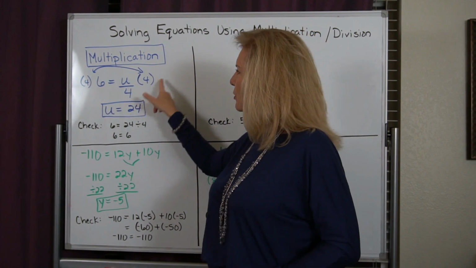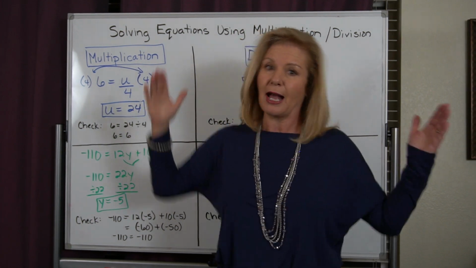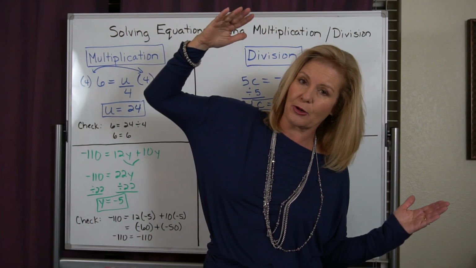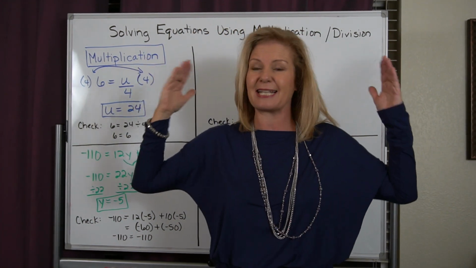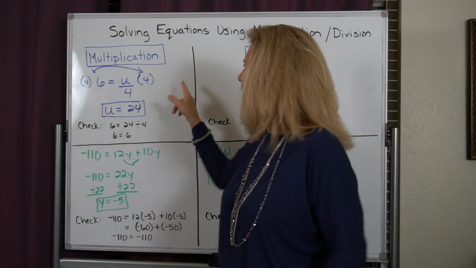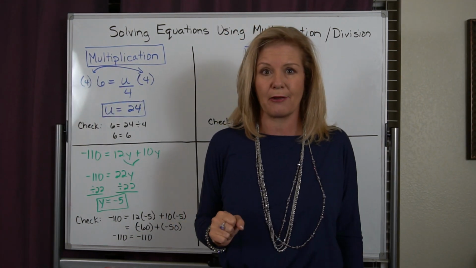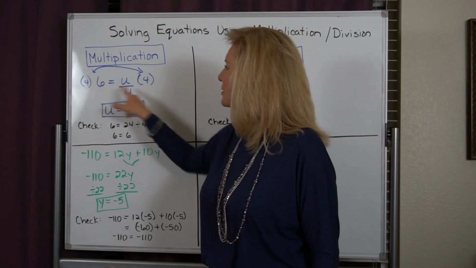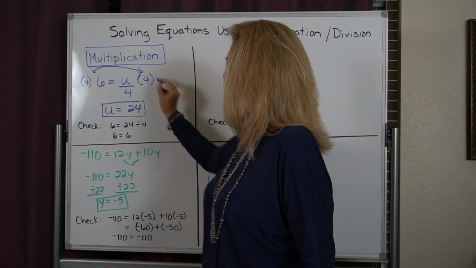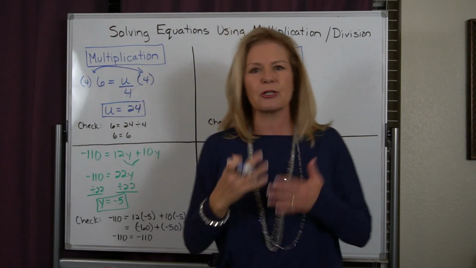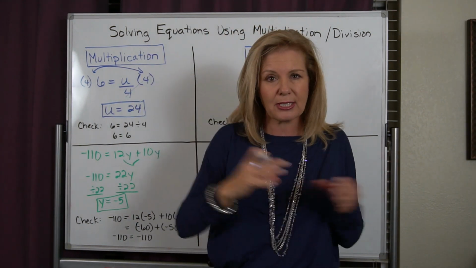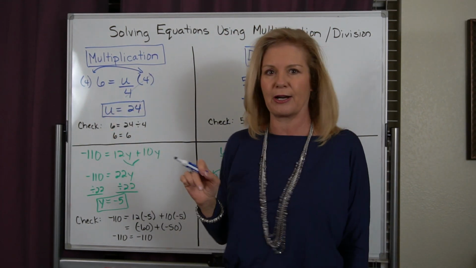But the moment I multiply this side by 4, I went out of balance. And in order to pull myself back into balance, because I have to remain in balance, I have to do the same thing to the other side, which means I'm going to multiply by 4 on that side. Now, when I do this, these cancel out, because by definition, those inverse operations cancel those numbers out, and we're left just with our variable.